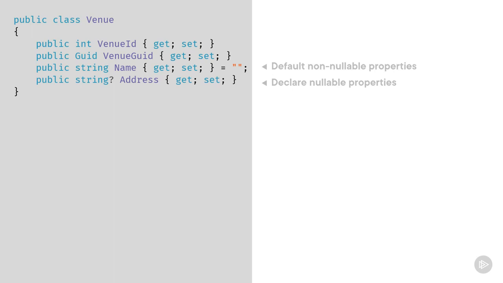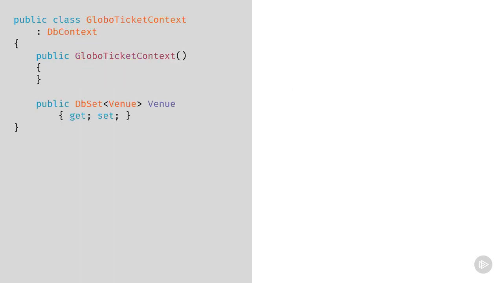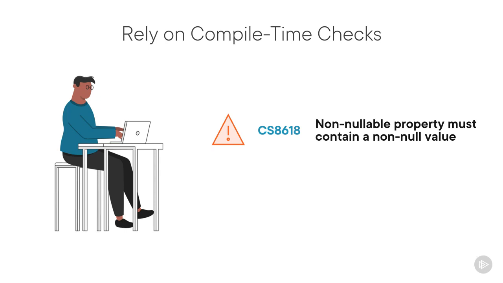This warning also affects DbSets inside of our DbContext. The GloboTicket constructor does not initialize the DbSets because we know that Entity Framework will do that for us. But the compiler has no idea, so it warns us about the non-nullable property Venue. Carlos wants to take full advantage of compile time null checks, and so he works through all of the warnings. Once he's eliminated all of them, then he will elevate those warnings to errors so that nullability issues don't creep back in.